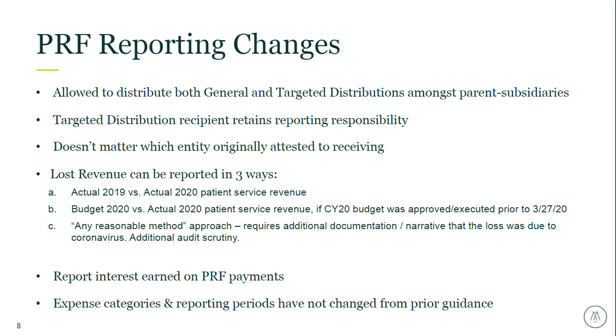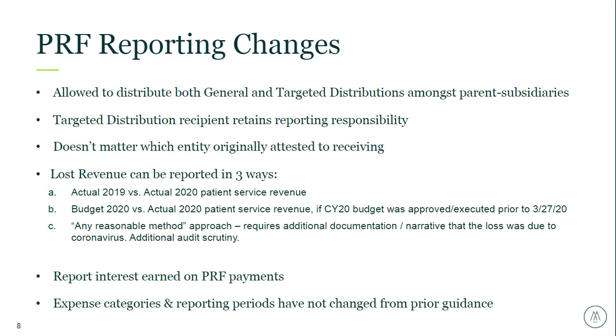They do say that the targeted recipient retains the reporting responsibility. I think we have yet to see how that'll actually play out logistically once we have access to the portal itself. And it really doesn't matter. There were some concerns about, oh, well, that attestation portal has been open since April when you got your payments. What if the wrong entity attested, or the parent attested, but the subsidiary got it? It doesn't matter. They're saying don't worry about that, because the guidance wasn't really aligned back then with this approach.